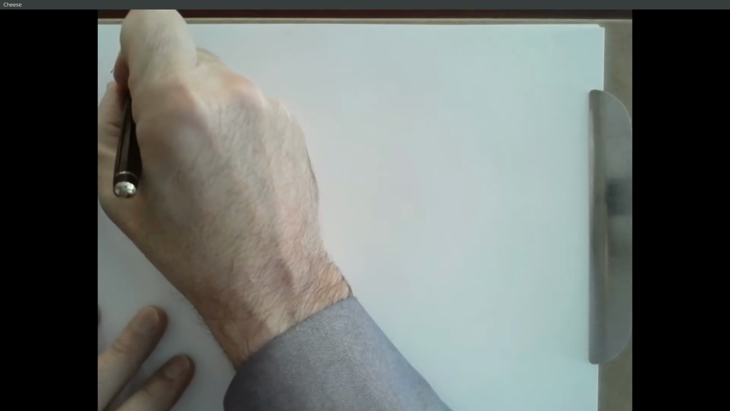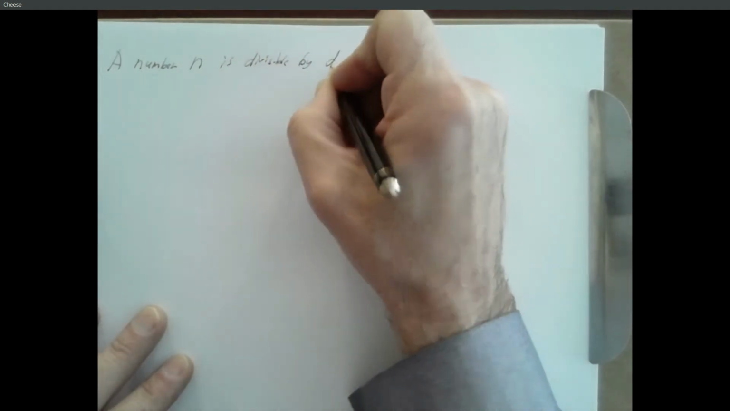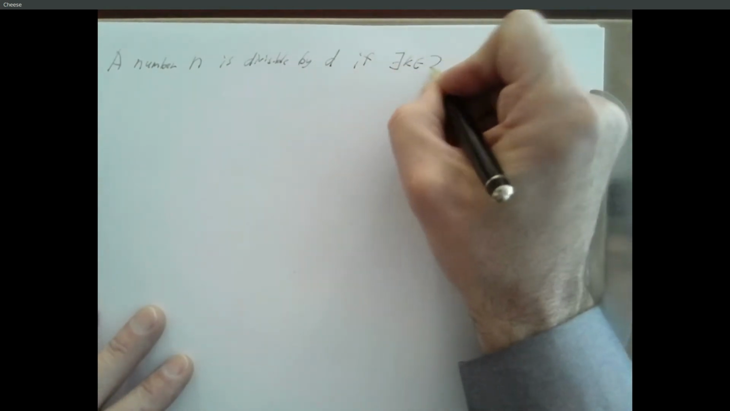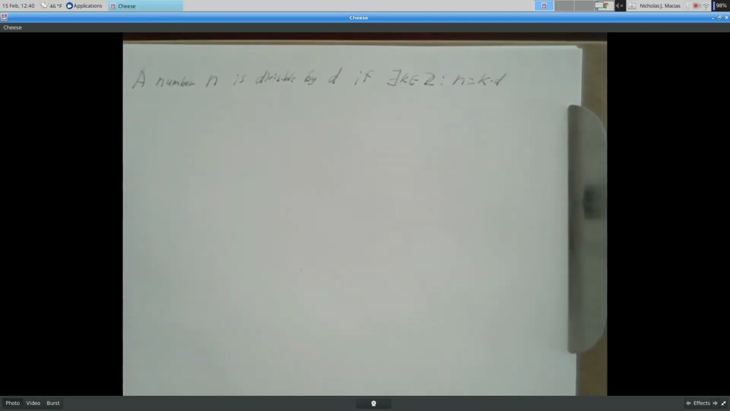So let me start with a definition. We're going to talk about integers. We're pretty much going to stick with integers, so I'll say a number, but I mean an integer. A number n is divisible by another number d if there exists an integer k such that n equals k times d. So there's a fairly formal definition of divisibility.